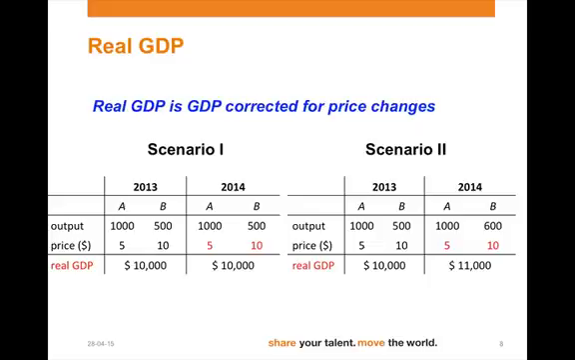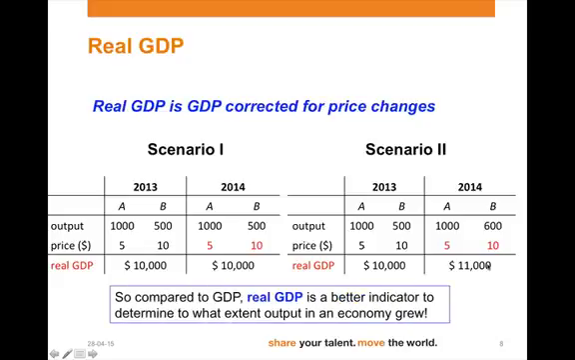If we now have a look at scenario 1, we can see that real GDP has not changed. It was 10,000 and it's still 10,000. If we look at scenario 2, and we also apply the prices of 2013 to 2014, we can see an increase from $10,000 to $11,000. So compared to GDP, real GDP is a better indicator to determine to what extent output in an economy grew.